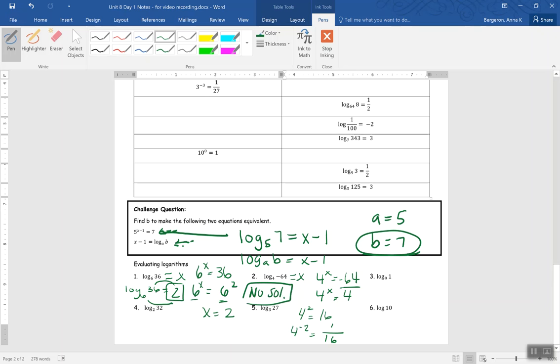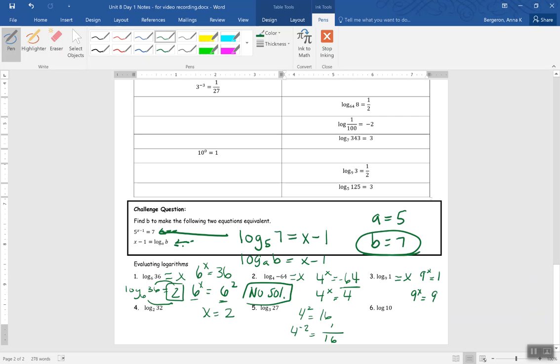All right, so let's try the next one. The next one tells me log base 9 of 1, and we're going to set that equal to x. So I have 9 to the x power equals 1. Well, remember, we want our bases to be the same. So I want 9 to the x power to equal 9 to some power.